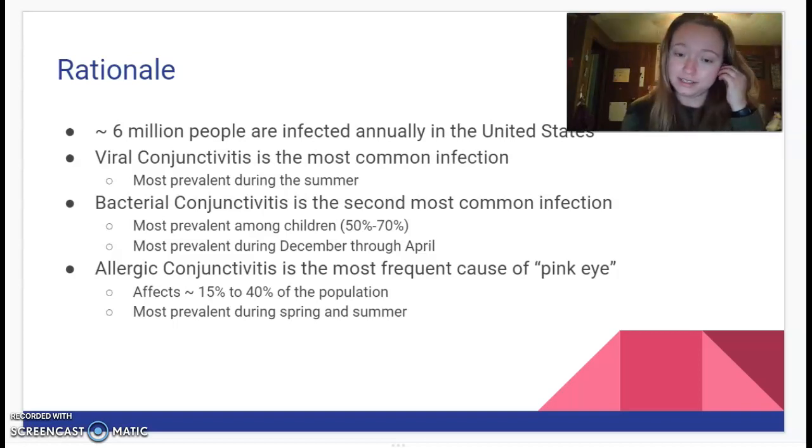Viral conjunctivitis is the most common infection. It's most prevalent during the summer. Bacterial conjunctivitis comes in second as the second most common infection. This one is most prevalent among children. About 50 to 70% of children do get bacterial conjunctivitis, and this particular type of infection is most prevalent during December through April.